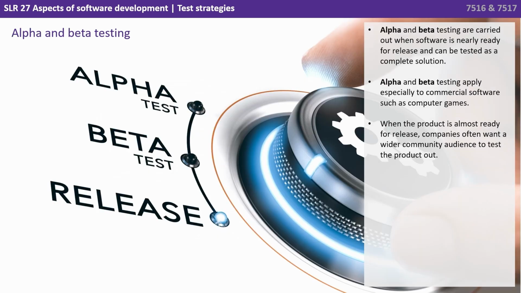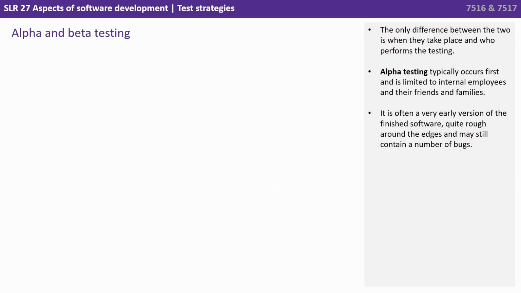Alpha and beta testing are carried out when software is nearly ready for release and can be tested as a complete solution. Alpha and beta testing apply especially to commercial software such as computer games. When the product is almost ready for release, companies often want a wider community audience to test the product out. The only difference between the two is when they take place and who performs the testing.